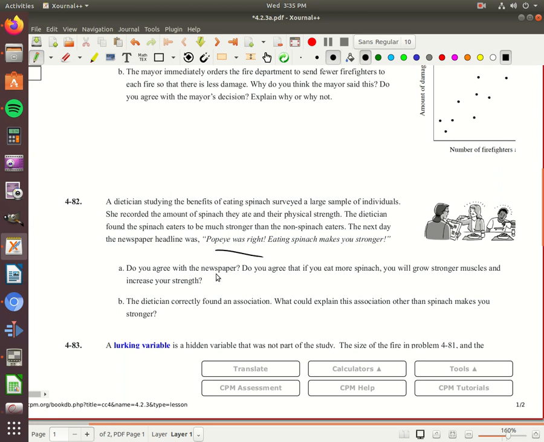So do you agree with the newspaper? Well, I would say no. Probably the people that eat healthy also exercise, and that's what makes them strong, right? That's probably what's going on. So more than likely, the spinach is associated with the strength. It's not causing the strength.